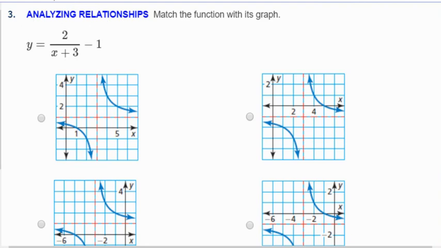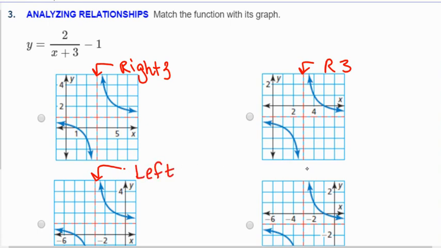Number 3, we're analyzing relationships in these graphs. We want to match the function with its graph. Okay, there are 4 graphs here, and I notice that the differences between the graphs are we have 2 graphs where the vertical asymptote has been moved right 3 units. This one has also been moved right 3 units. And then we have 2 graphs where the vertical asymptote has been moved left 3 units. And this one has also been moved left 3 units.